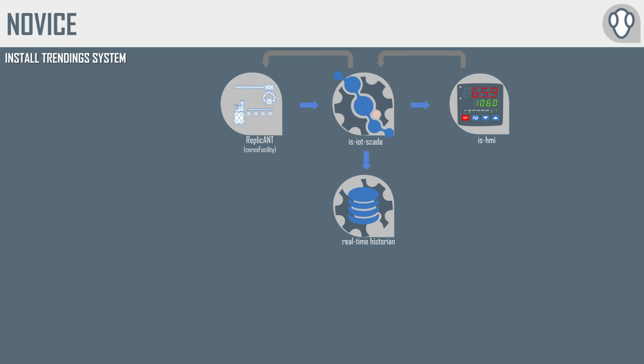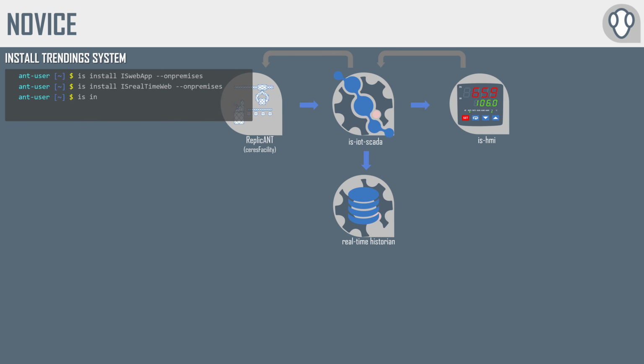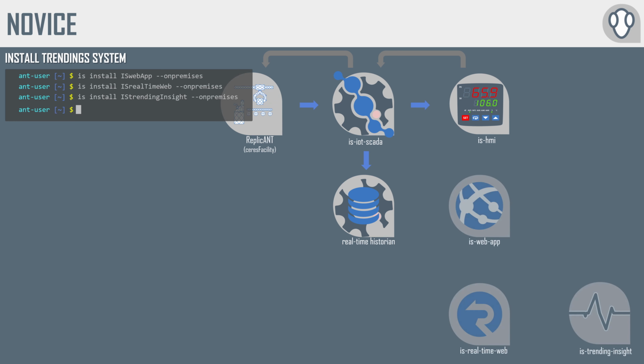We will install the trending system of the Industrial Studio to visualize and analyze the thousands of transactions per second that production is generating. The system will run its own web server if it is installed on-premise. The SignalR module will allow you to visualize the graphics in real time as they arrive from Series.